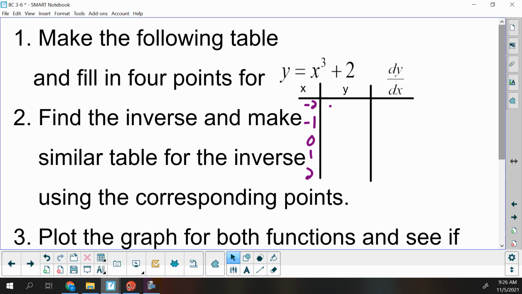Well, we should have gotten -6, 1, 2, 3, and 10. Our derivative of this is 3x squared. So when we sub in those values of x, we should have gotten 12, 3, 0, 3, and 12.